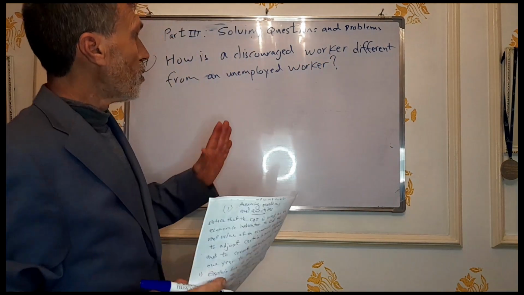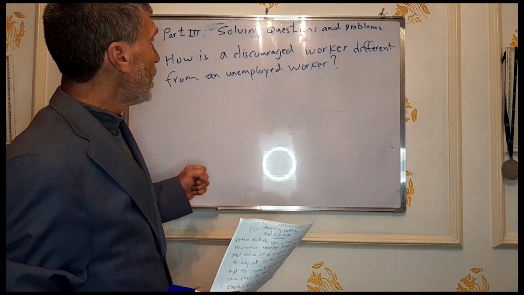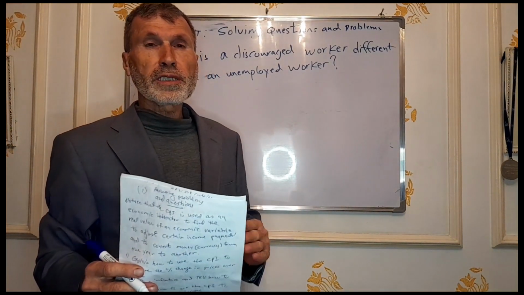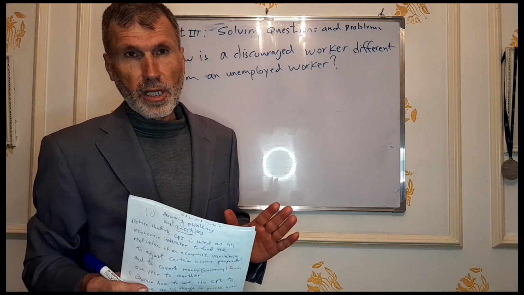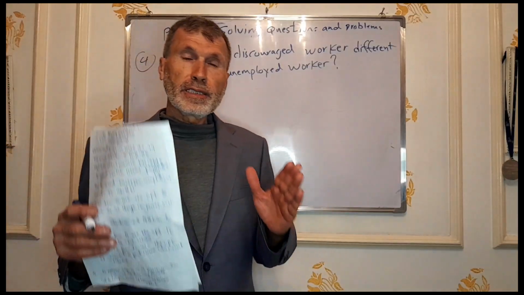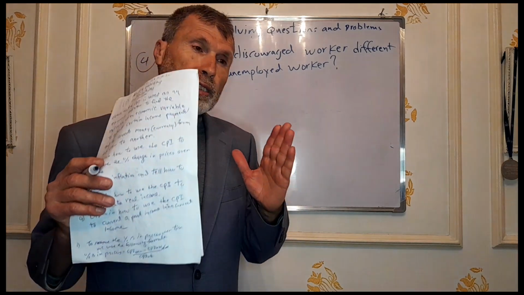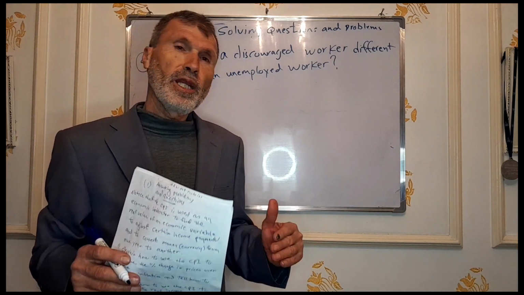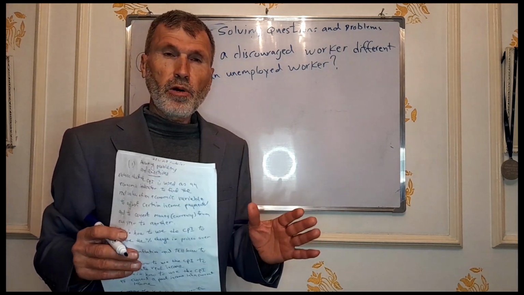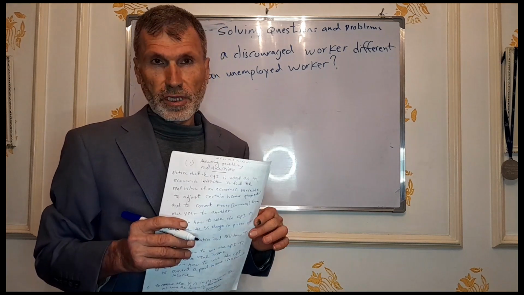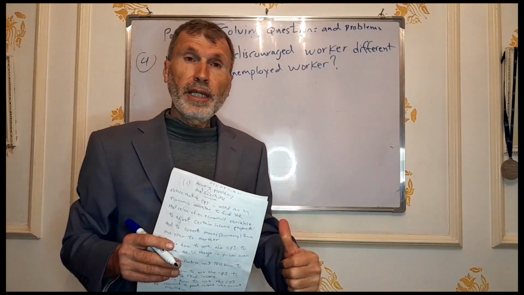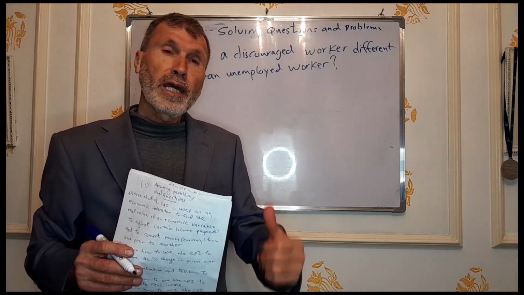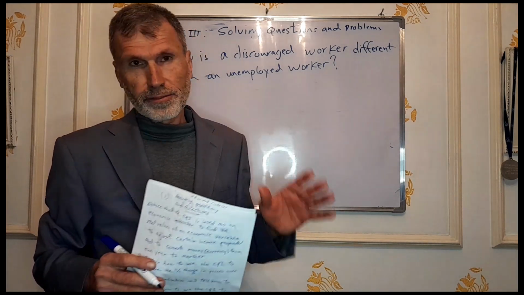Well, as we defined in the lecture, a discouraged worker is a worker who is not included in the unemployment rate, while the unemployed worker is included in the unemployment rate. A discouraged worker is somebody who gave up looking for work because he believes that no one will give him a job. That's why he is eliminated from the labor force. While the unemployed worker is somebody who doesn't have a job and is actively looking for work and is waiting to be called back to a job.